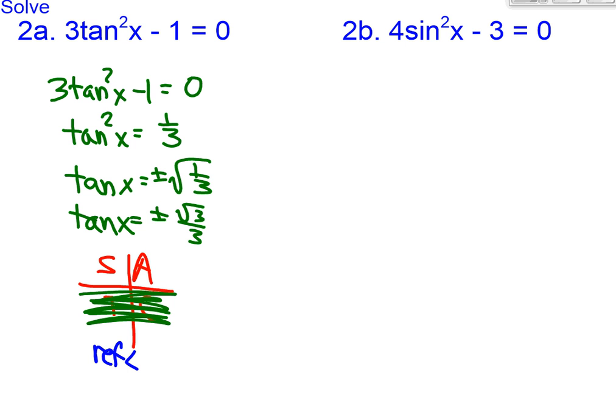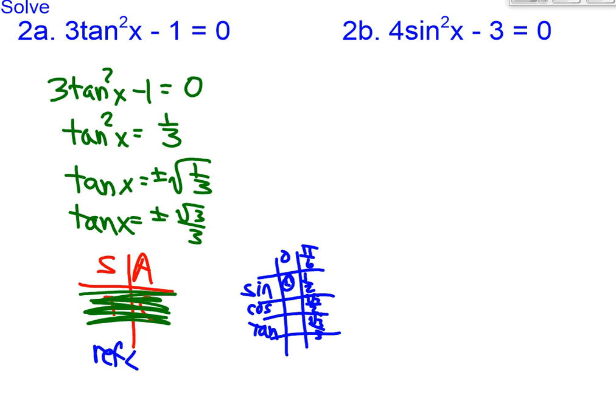Pi over how much? Pi over 3. No, pi over 6. It's pi over 6. And here's the table of values, sine, cosine, tangent, and it starts right out as 0, 1/2, square root of 3/2, and then square root of 3/3. So the reference angle is pi over 6.